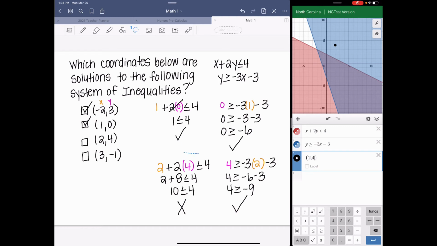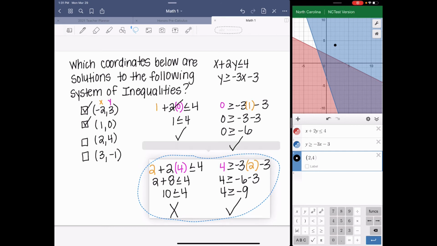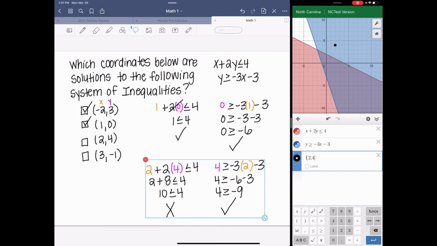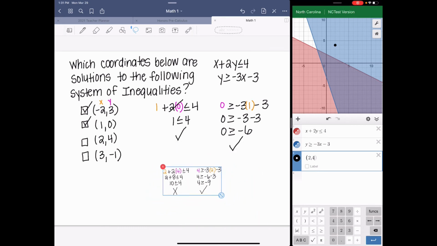All right. And I'm going to make this a little bit smaller, so we have a little bit more room. All right, so we did this one. So now let's do one more.